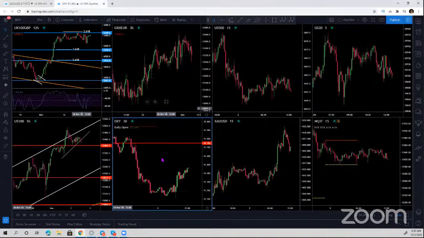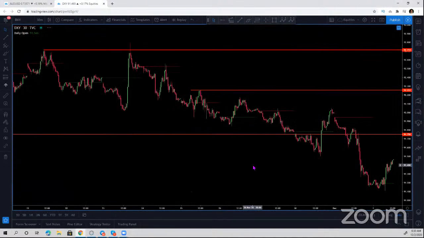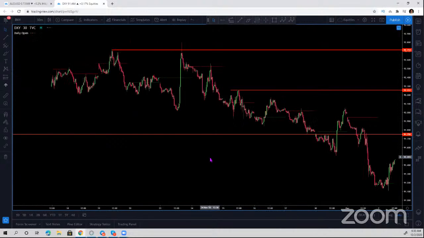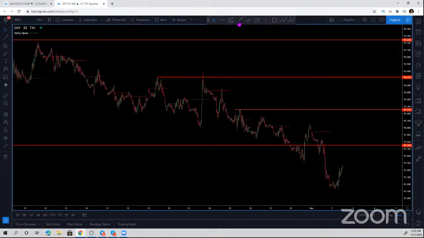So the reason that I want to talk about the US dollar is because of the big ranges that we are seeing at the moment. So let's start by looking at the DXY, the US dollar currency index. The US dollar, of course, is under great pressure, right?